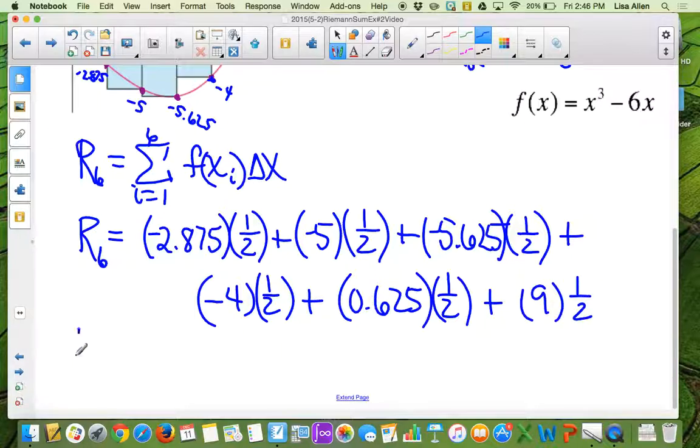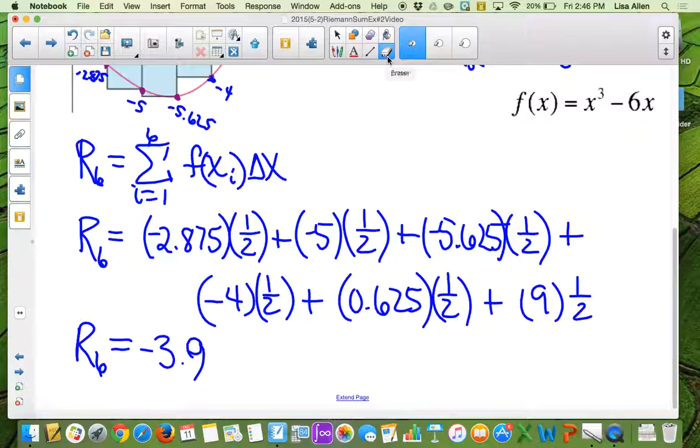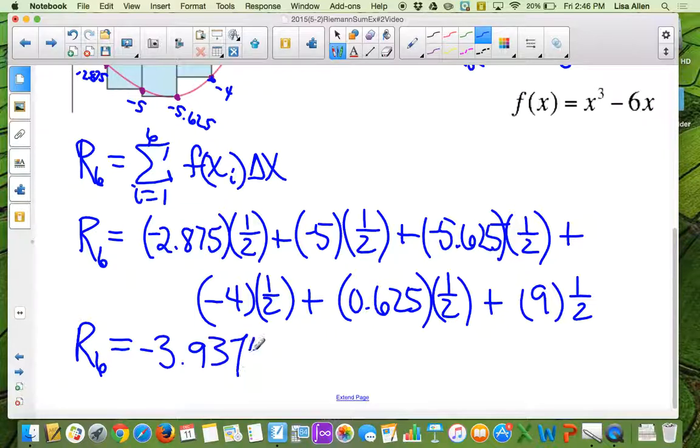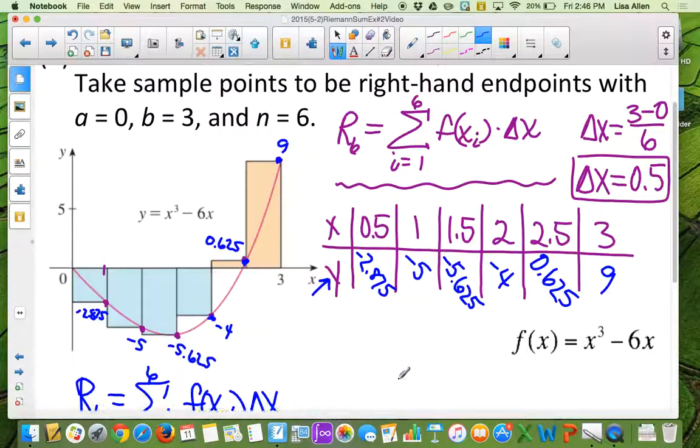So adding all those together, we get R6, the approximation, equal to negative 3.9375. Now, usually if it was the AP exam, you would round to 3 digits. With rounding, some of you need to think about that, that would be equal to negative 3.938, just because the AP is traditionally 3 decimal point rounding. Okay, so that's the first part.